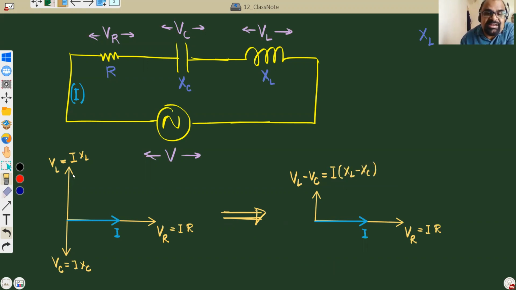Now, if VL is greater, then the remaining will be upward, as it is in this case. If VC was greater, then after adding these 2, the remaining would have been downward. I have explained this. And if these two are equal, then they will get cancelled out, and that is called resonance. So now finally this yellow colored phasor and this yellow colored phasor has to be added. So let's create a parallelogram and let's add. When you add, you get this phasor.